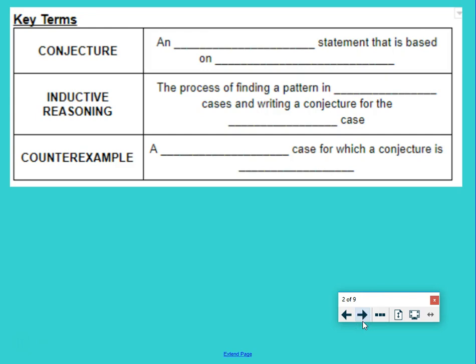Conjecture. A conjecture is an unproven statement that is based on observation. So what do you observe about a situation? It's not proven, you just make a conjecture. It's like a hypothesis. Inductive reasoning is the process of finding a pattern in specific cases and writing a conjecture for the general case.